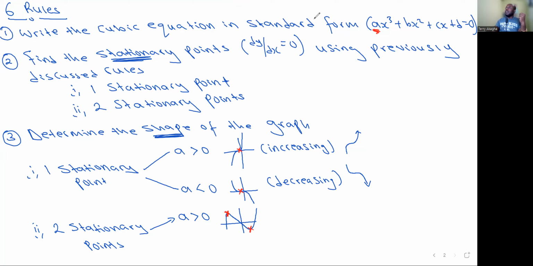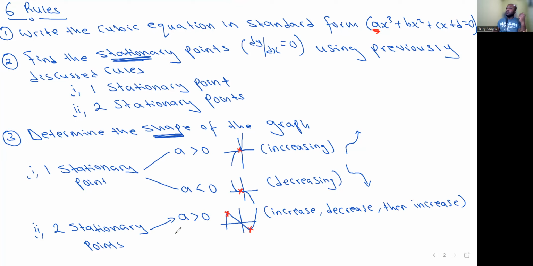The difference here is that the graph you're going to have will increase. After increasing, it will decrease. So you see, it's increasing, decrease, then increase. Good.